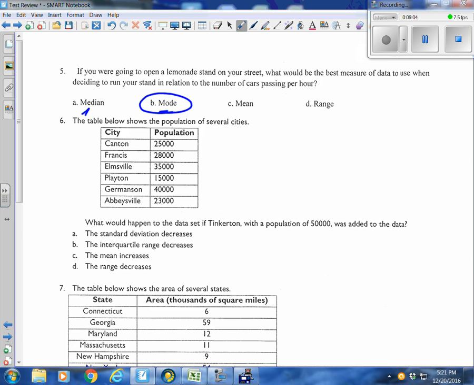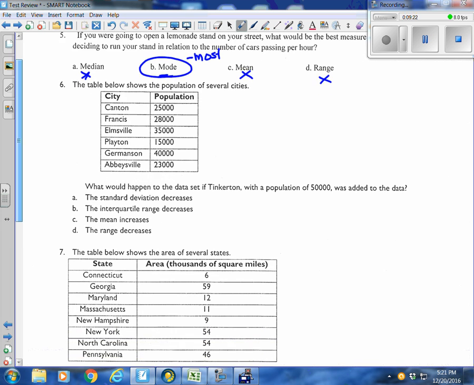Median is the number in the middle. Doesn't really help. Mean is an average. I don't really want to be out there when it's just an average because there's going to be low times and high times. I want to be out there when I have the most. So because mode is the word that refers to the number that occurs most often, that would be the word that I'm looking for.